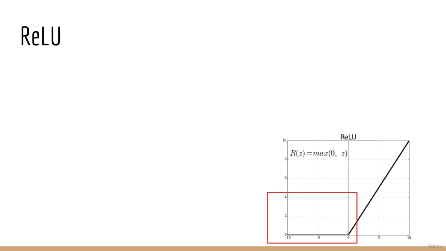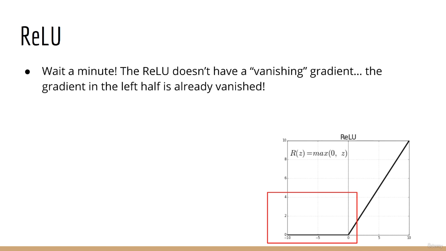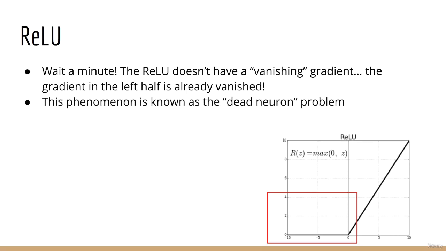Now you might be wondering, wait a minute, if 0 gradients are so bad, then why does the ReLU work at all? It appears that half the function, any input less than 0, has a derivative that is exactly 0. Never mind vanishing, the gradient is already vanished. Indeed, this is somewhat of a problem, as it leads to a phenomenon called dead neurons. Dead neurons are neurons that always output 0, because the weighted sum of its inputs are always less than or equal to 0.